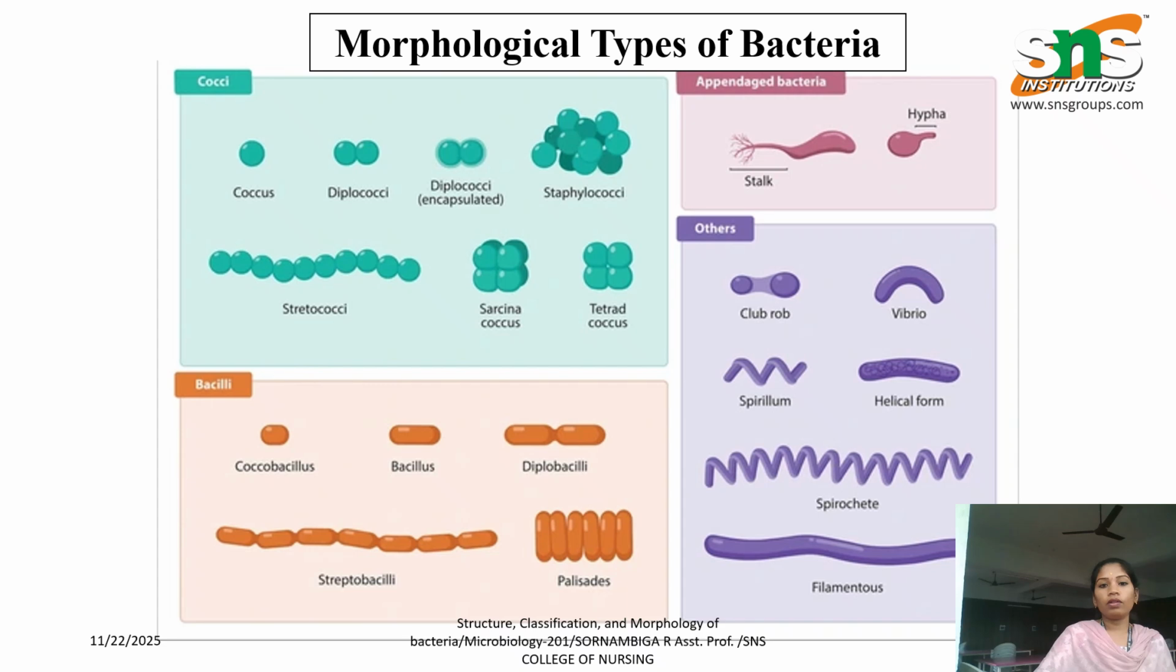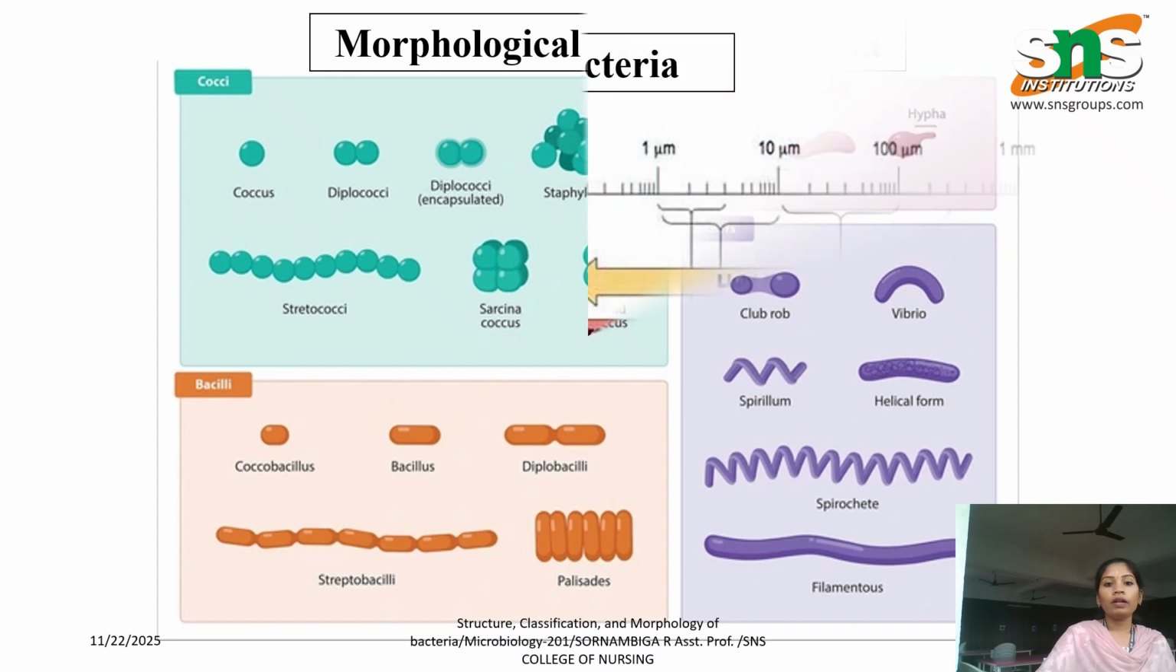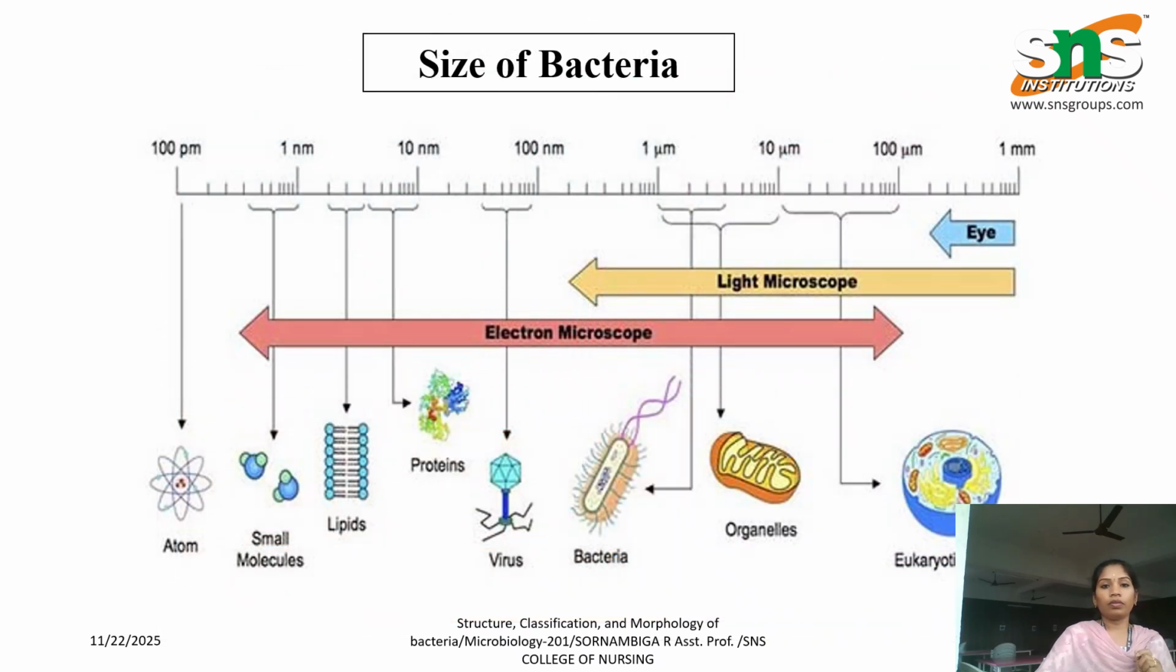Here again we saw how cocci, spirilla, bacilli and other cells are present in nature. One of the important things is the size of bacteria, the size of viruses and the size of other microorganisms comparatively. We cannot see any of them with the naked eye; we can see them through microscopes. So it is important to know how very small microorganisms are in nature.